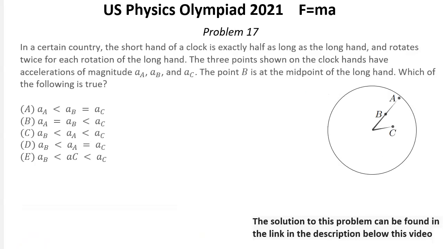Problem number 17. In a certain country, the short hand of a clock is exactly half as long as the long hand and rotates twice for each rotation of the long hand. The 3 points shown on the clock hands have acceleration of magnitude AA, AB and AC. The point B is at the midpoint of the long hand. Which of the following is true?